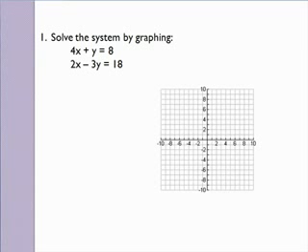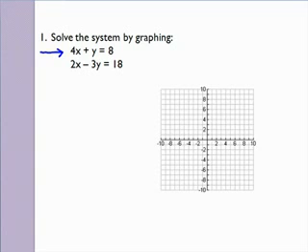Maybe we're going to start. There we go. By solving a system with graphing. So we have two equations, and we're going to solve them by using the graph that's given to you here below. So we're going to start with this first equation.